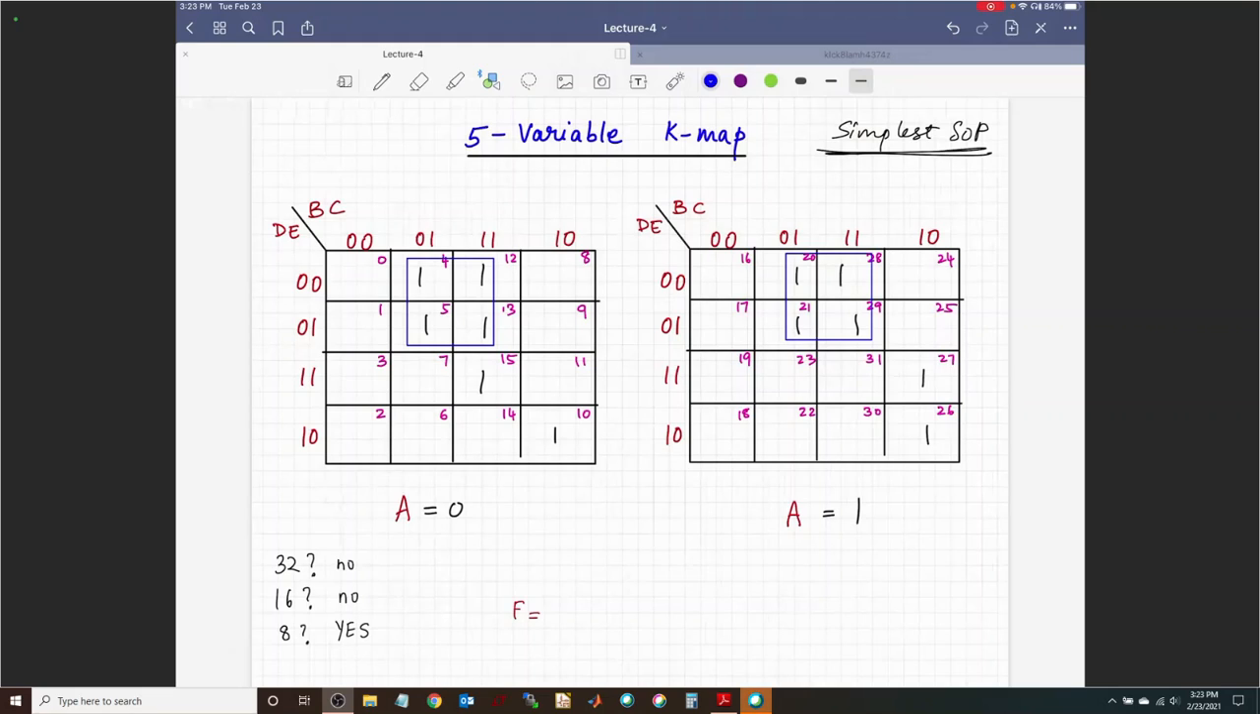So let's try to write the term for that. All right, what is the term there? A is changing, gets eliminated. B is a 1, that remains. C is changing, gets eliminated. D is a 0, that stays. E is changing, gets eliminated.